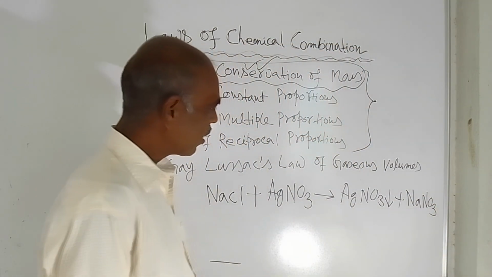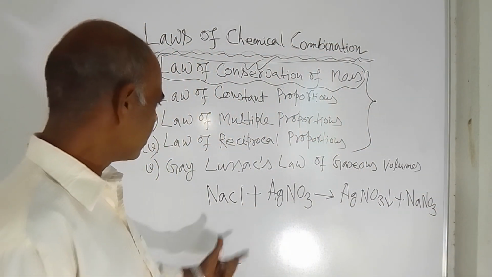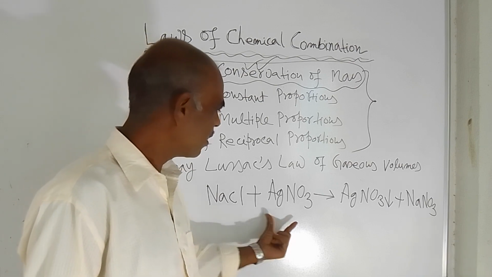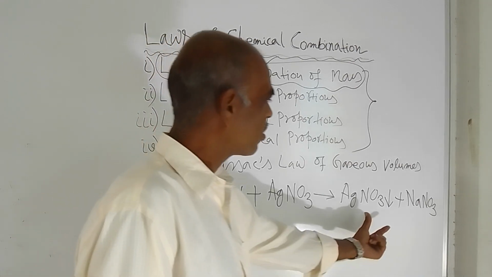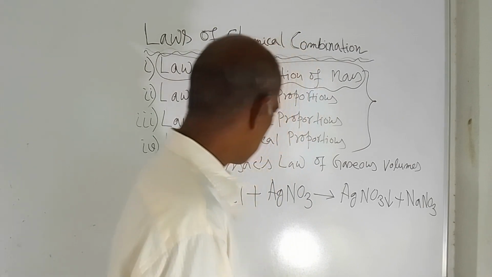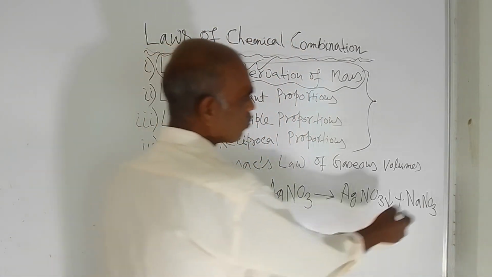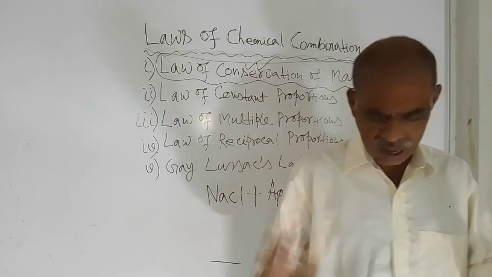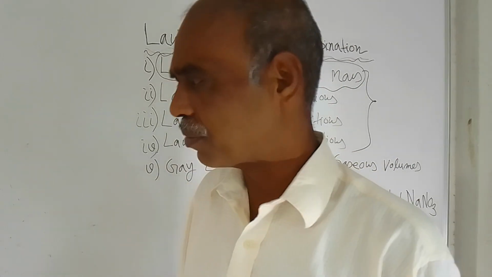NaNO3, okay. So this was the chemical reaction. These two are the reactants and these two are the products. So the weight of these two is equal to the weight of these two. This way the experiment was done.